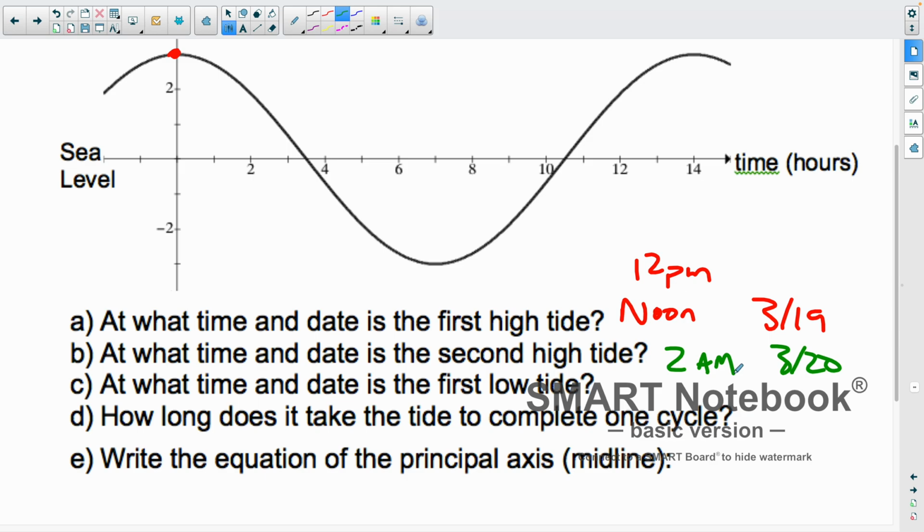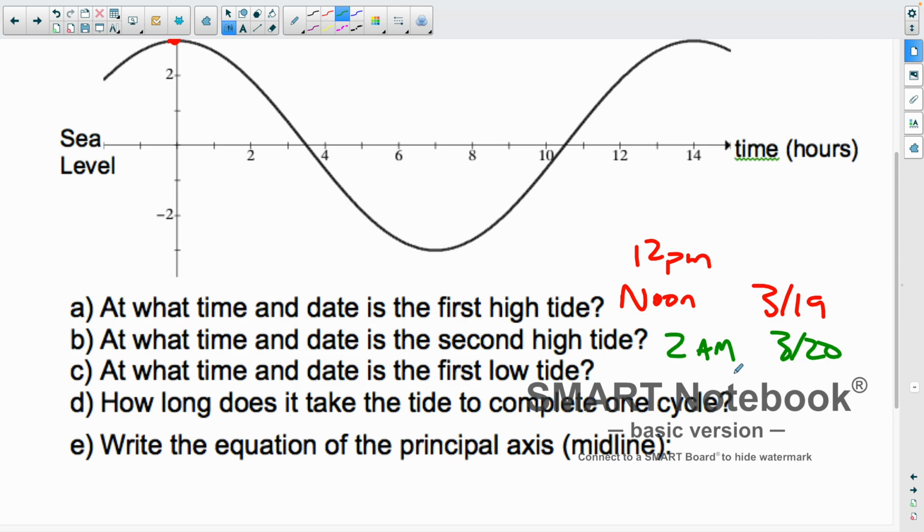All right. And then what's the time and date of the first low tide? March 19th at 7 p.m. Okay.